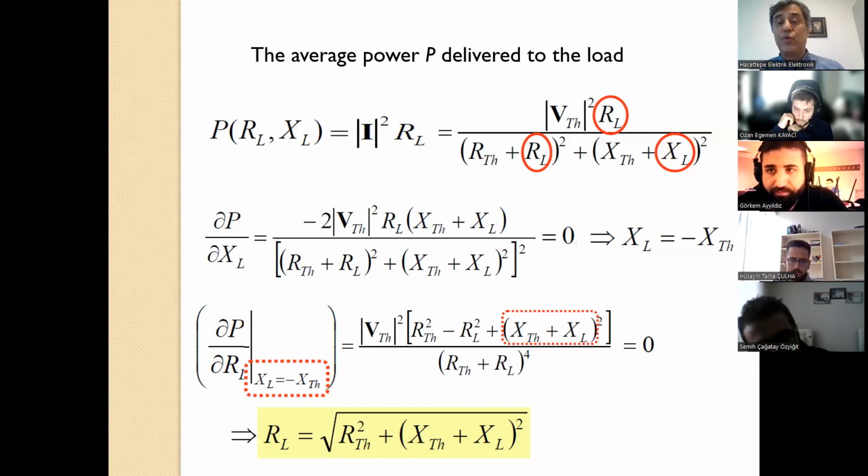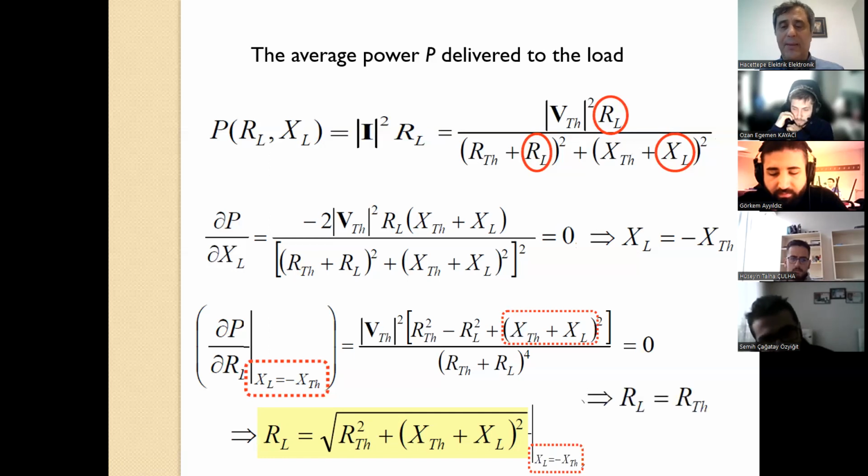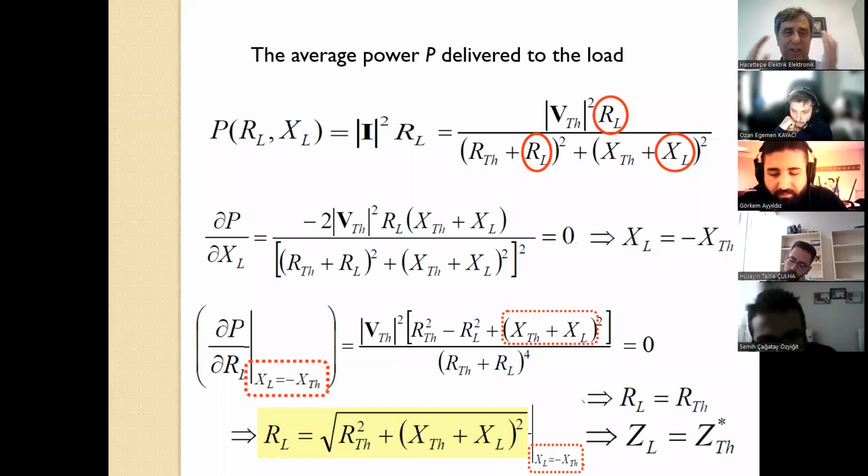If you use the first condition, when we don't have any limits, then when you evaluate this, it will become RL equal to RTH, and ZL in general the complex conjugate of ZTH. Why? Because XL is equal to minus XTH.